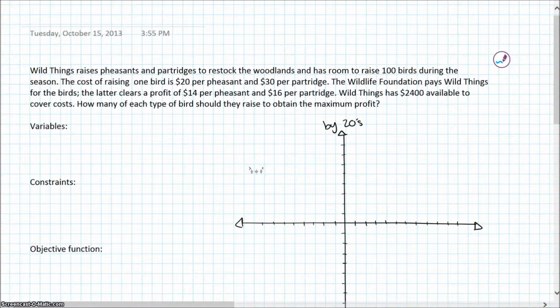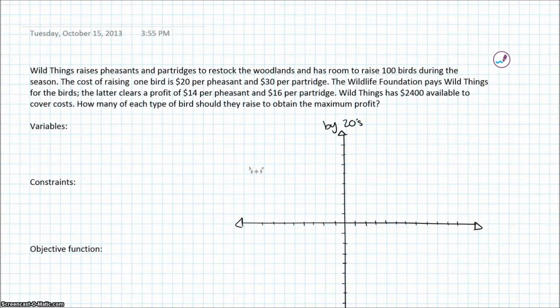Wild Things raises pheasants and partridges to restock the woodlands and has room to raise 100 birds during the season. The cost of raising one bird is $20 per pheasant and $30 per partridge. The Wildlife Foundation pays Wild Things for the birds. The latter clears for a profit of $14 per pheasant and $16 per partridge. Wild Things has $2,400 available to cover costs. How many of each type of bird should they raise to obtain the maximum profit?